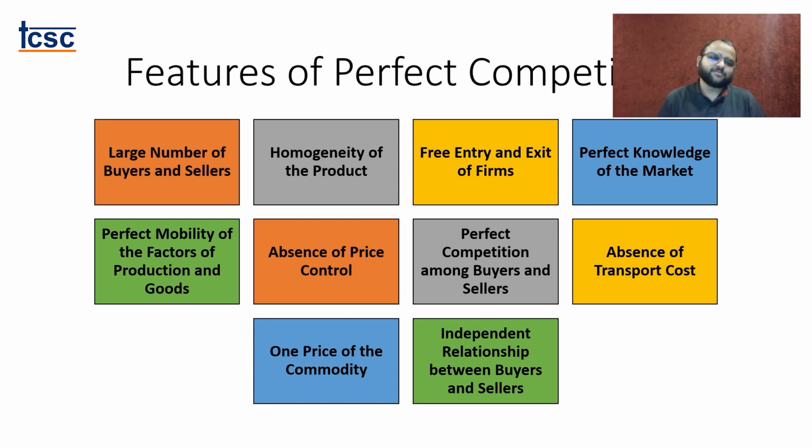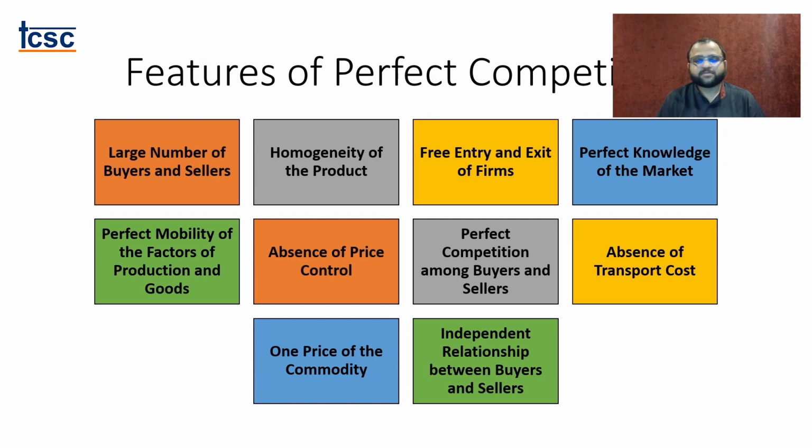Perfect mobility of the factors of production and goods. In perfect competition, we make it very clear that there will be a clear flow of goods from one firm to another, thus allowing easy mobility of resources across. Absence of price control. In this, we very clearly assume that there are no direct price controls. So the price gets defined by the market and you accept that price.